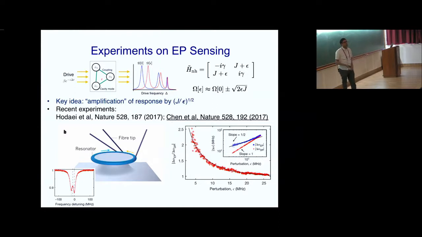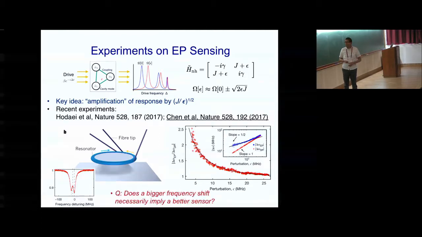Okay, so it looks great. You're getting a bigger mode splitting for the same epsilon. The question you could ask is the one I already asked before. Let's be a bit careful here. Does a bigger frequency shift necessarily imply a better sensor? Is that all I need to worry about, or is there more to really thinking about this problem?